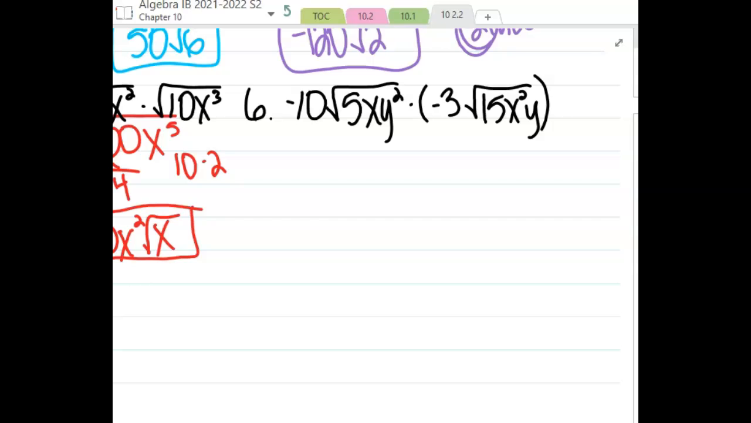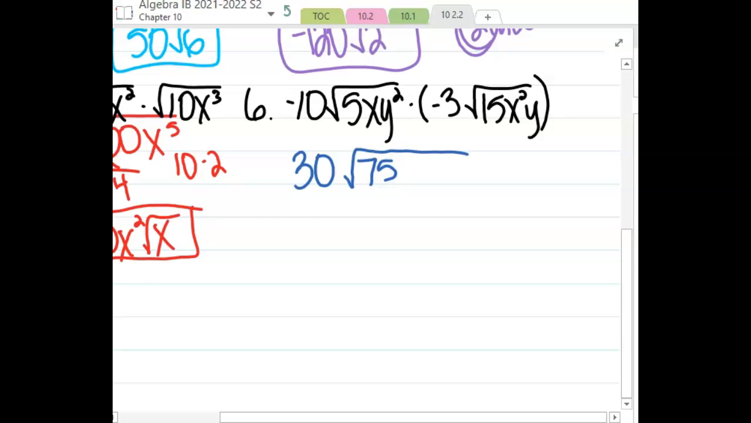Now this one I think just looks different. It looks a little more complicated because you've got the parentheses and the negative numbers. But it's the same thing, it's just a multiplication problem. What numbers are on the outside? The negative 10 and the negative 3. Negative 10 times negative 3 would give me a positive 30. And then just take it piece by piece. So under the radicals, start with your numbers. 5 times 15 is 75.